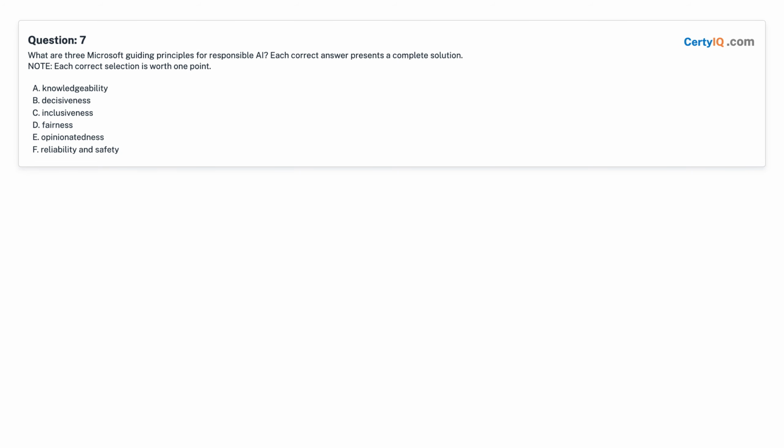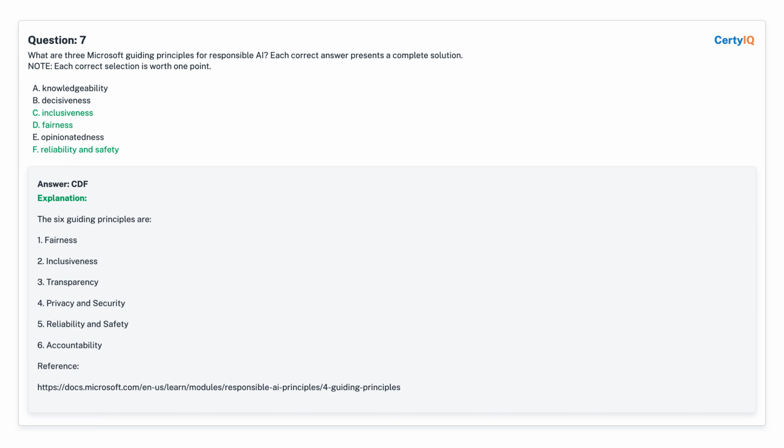Question 7. What are 3 Microsoft guiding principles for responsible AI? Each correct answer presents a complete solution. Note: each correct selection is worth 1 point. A. Knowledgeability. B. Decisiveness. C. Inclusiveness. D. Fairness. E. Opinionatedness. F. Reliability and safety. Answer is F. Reliability and safety.